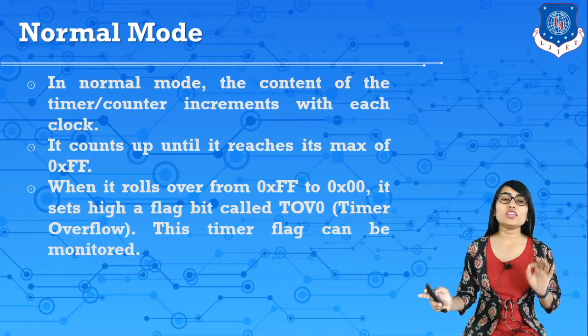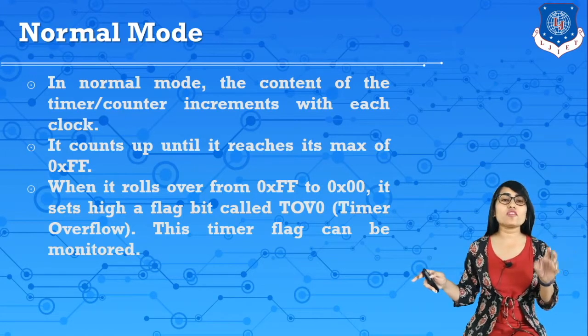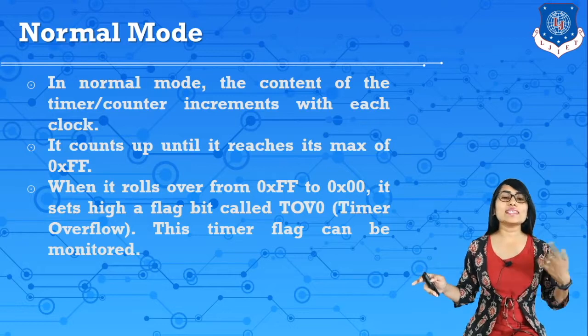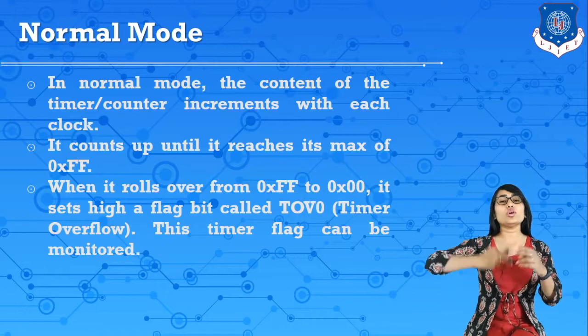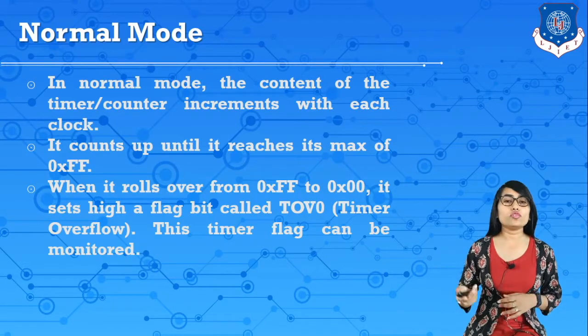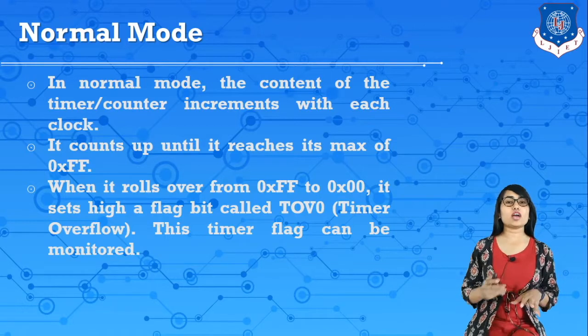When it rolls over from the maximum of 0xFF, the TOV0 flag is set. Whenever it counts up to FF and then again to 00, this overflow occurs. That's why TOV0 will be activated when it counts fully.